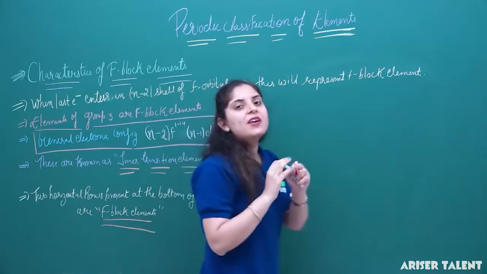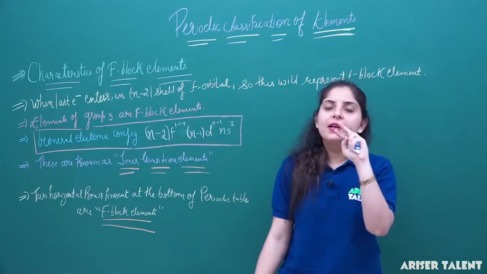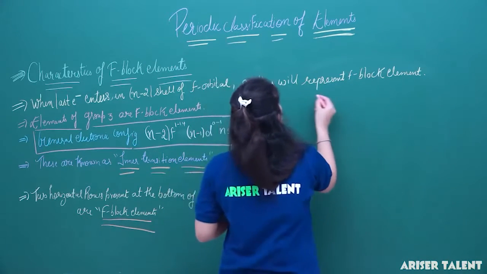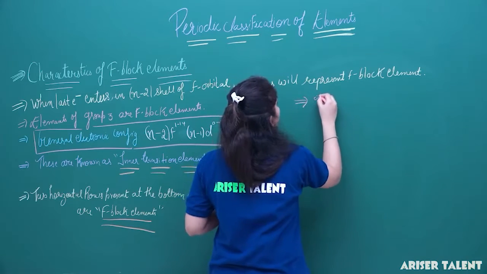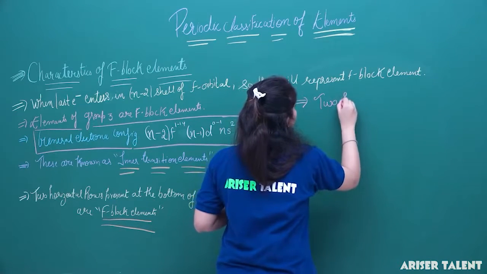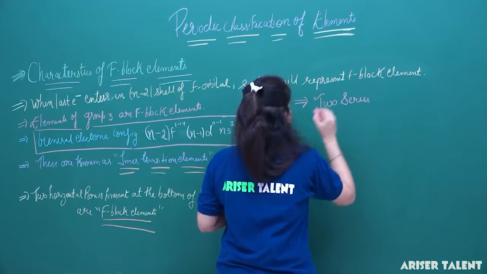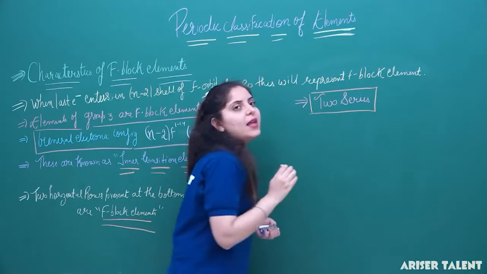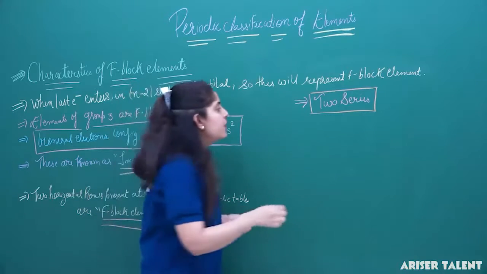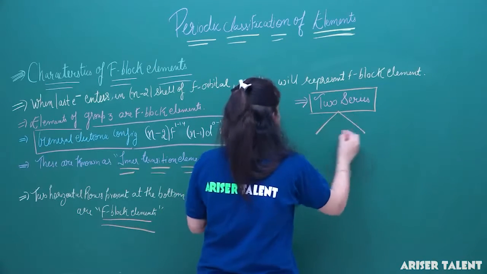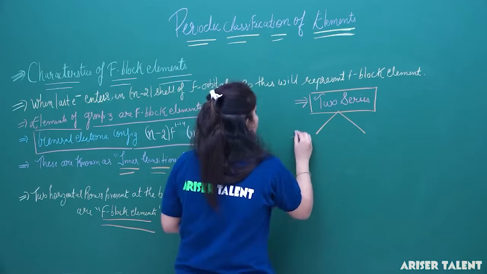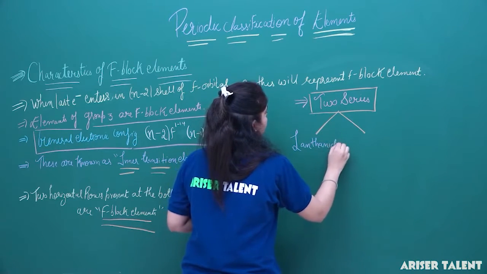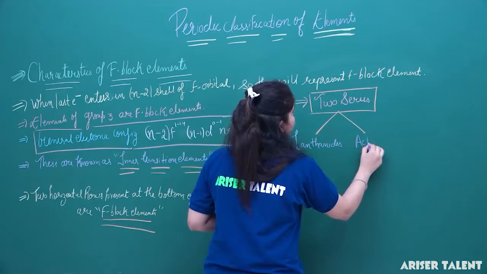Now this F block is divided into two series. So what are the two series here? It has been divided into two series: the lanthanoid series and the actinoid series. So the two series we have are lanthanoids and actinoids.